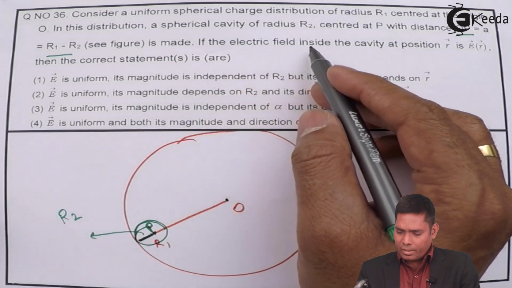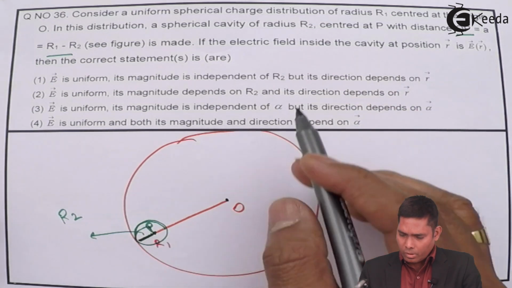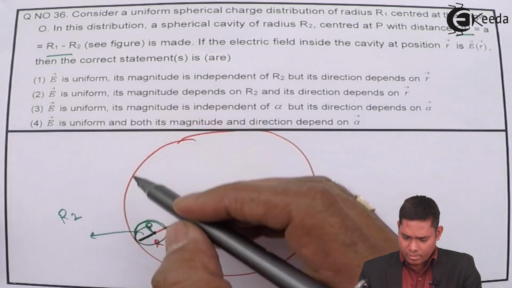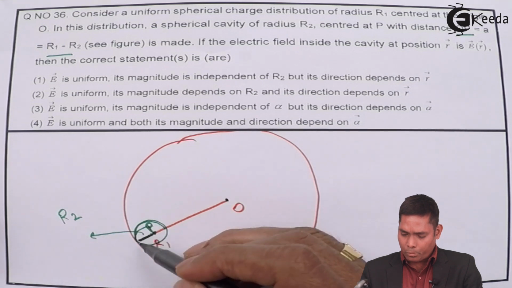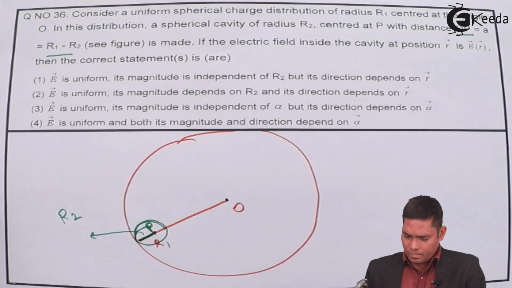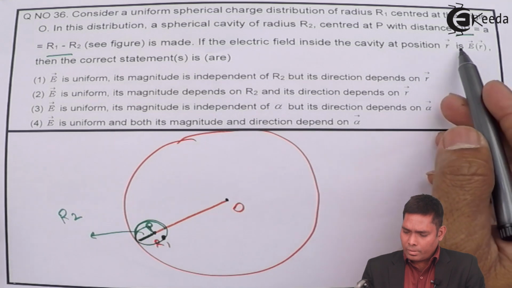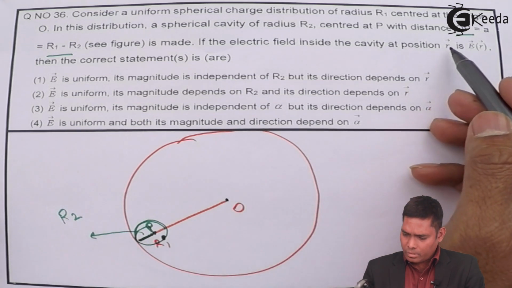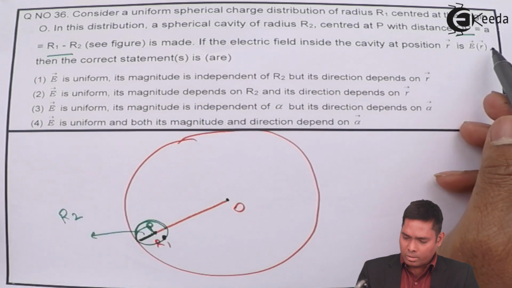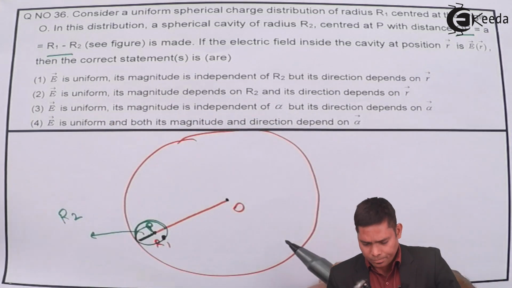If the electric field inside the cavity at position r, where r is a vector and can be any position inside the cavity, say somewhere here, is E as a function of r, then which of the following statements is or are correct?